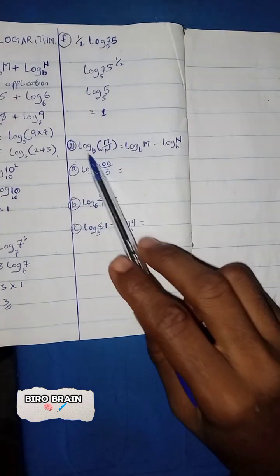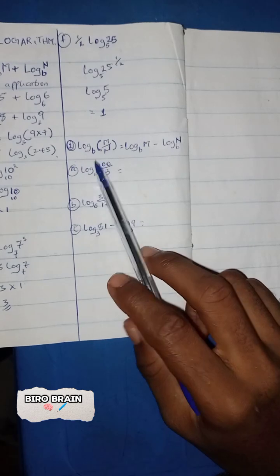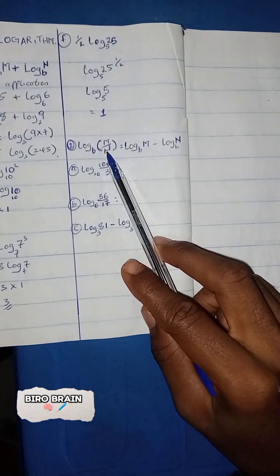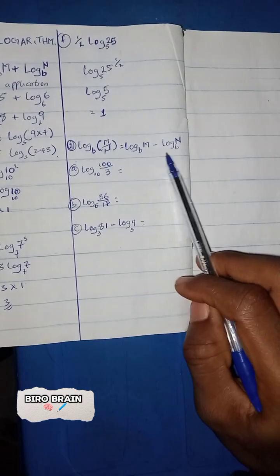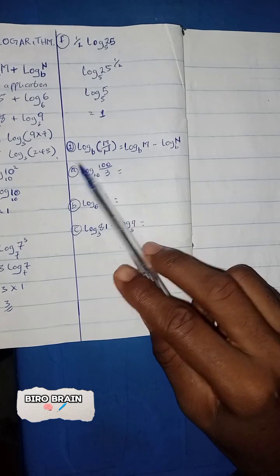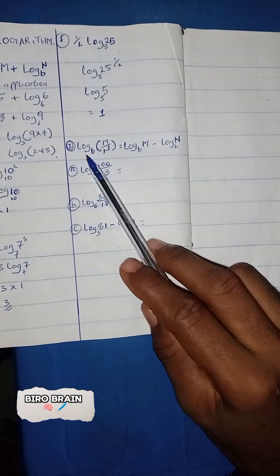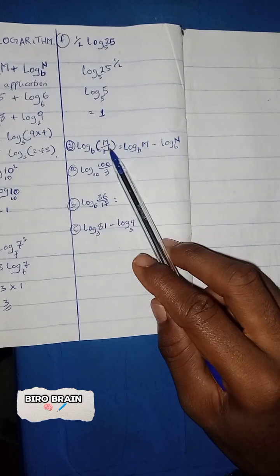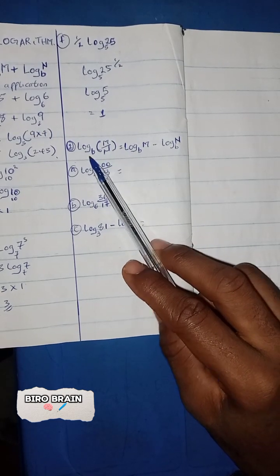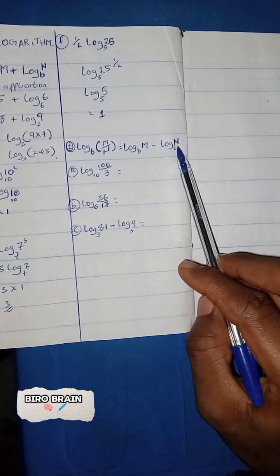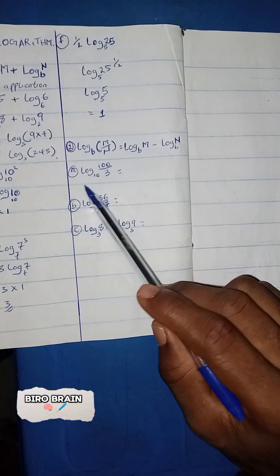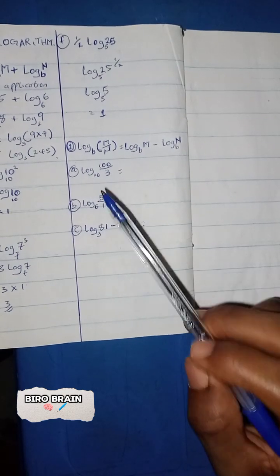Alright, so the next law of logarithm is that when you're having a number dividing another number, it's the same thing as saying the log of that number minus the log of the other number. So in this case, we're having log m over n, or m divided by n, in base b is equal to log m base b minus log n in base b. So let's take some examples on this application.